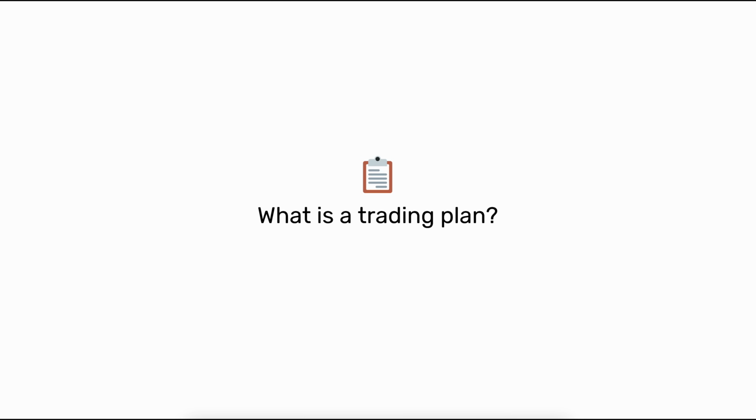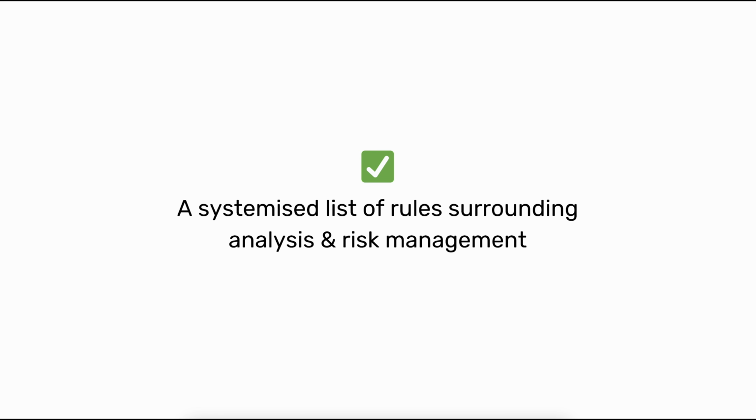So first things first, what is a trading plan? Well, a trading plan is simply a systemized list of rules that surrounds your analysis and your risk management, turns it into a process that you can continually repeat every time you come to the markets. And a successful trading plan is going to cover three core elements primarily.